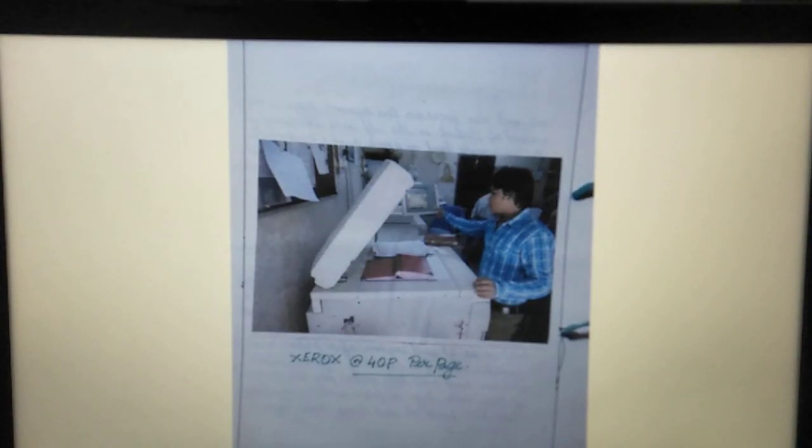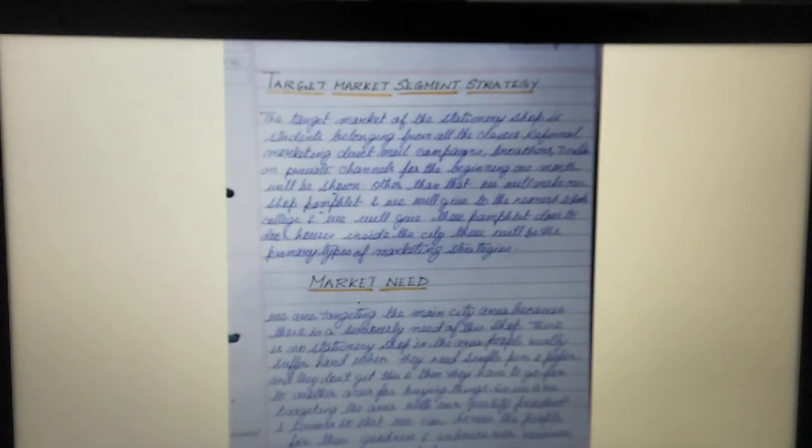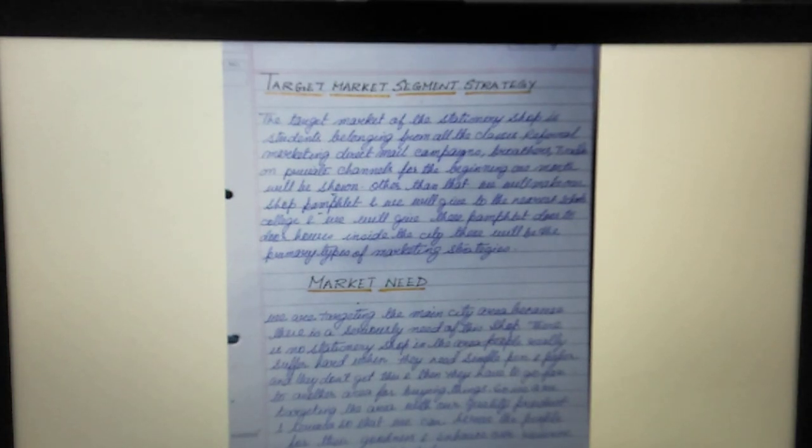Next, these are the services that are being provided by the shop. Then the target market segment strategy, that is, what are the different target market strategies that will be taken by the owner. It is mentioned here, such as direct mail campaigns, then brochures, and other channel distributions, private channels for beginning for the 1 month. These are the different types of target market segment strategy that are being taken by the owner.